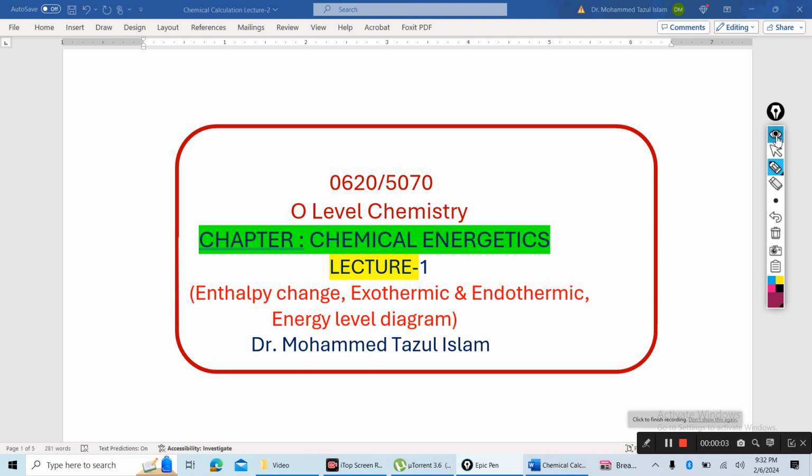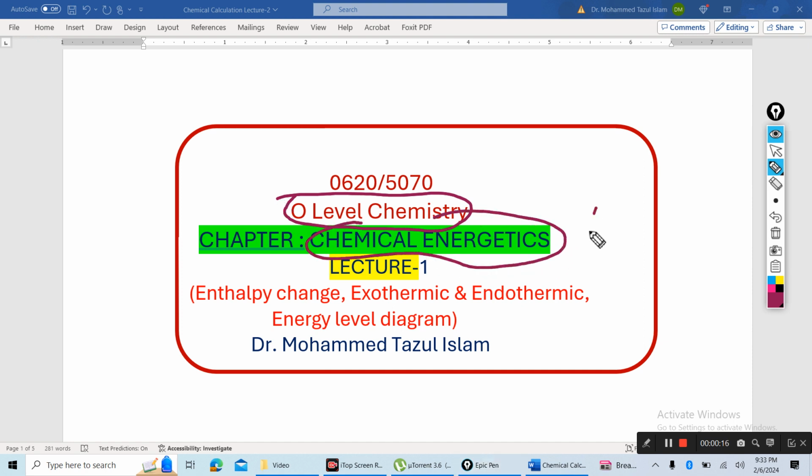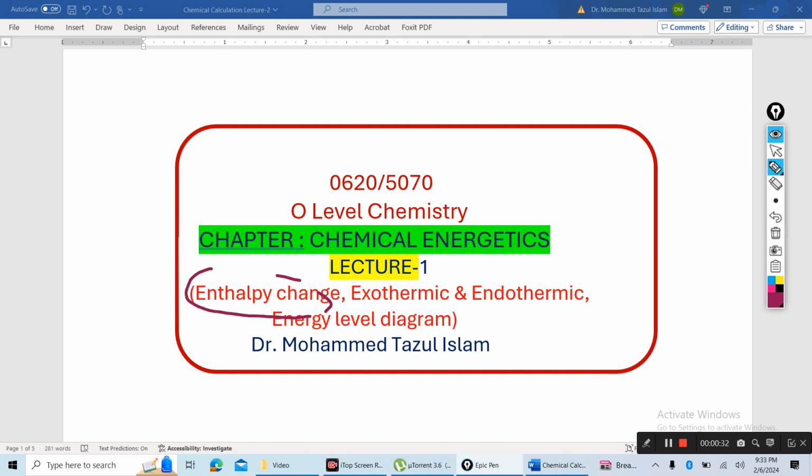Hello students, now I will discuss Cambridge O-level chemistry topic chemical energetics or enthalpy change. This is my first lecture on enthalpy change. From this lecture you will know what is enthalpy change, what is exothermic reaction and endothermic reaction, and how you can draw energy level diagram for exothermic and endothermic reaction.